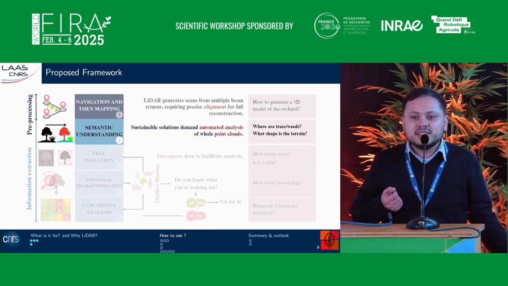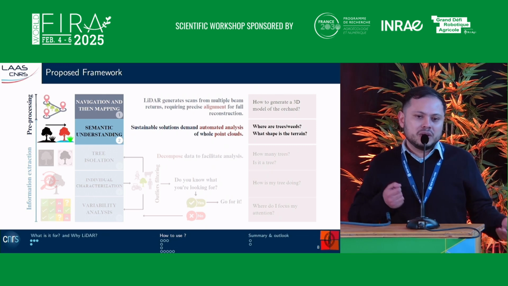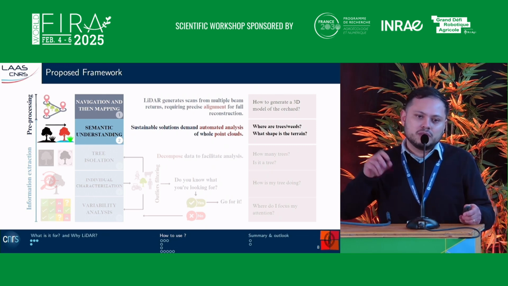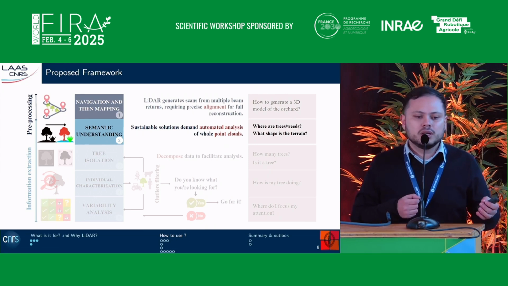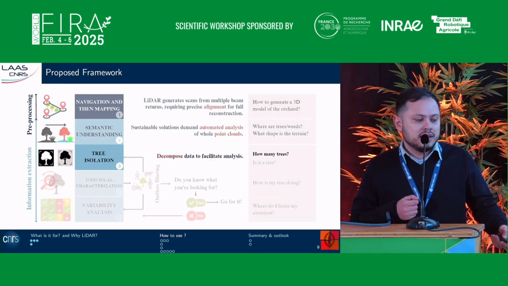Once we solve it, then we start with the information extraction stage with the semantic understanding, addressing questions like, where are the trees in my point clouds? Where are the weeds? What is the shape of my terrain? Or what is the inclination of my terrain? Here we add a label to each point of the whole point cloud, so it's possible to distinguish between ground, trees, and weeds.